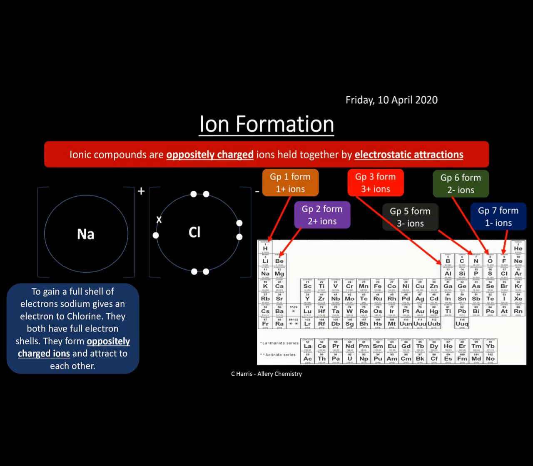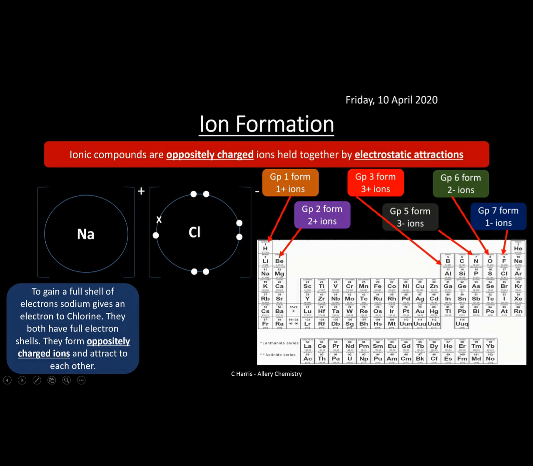Group 6 form 2- ions, so they prefer to receive 2 electrons, as we've seen before with oxygen. And group 7 form 1- ions because they accept an electron. So you might have seen this a little bit at GCSE. It's just showing the type of ions that form. The transition metal block in the middle there, they have varying charges and oxidation states, which you'll look at later. But we'll go through that in a video as well. But as a whole, you need to know that which group an element is in mainly dictates the ion that is formed.